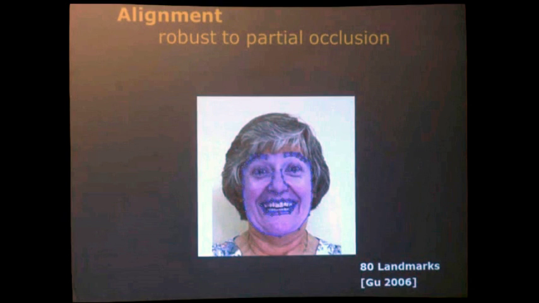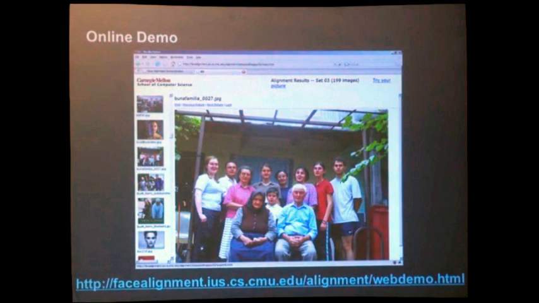And today, the more difficult and common problem is called alignment. That is, locating each individual component in the picture. We have made some progress, and the program is actually available online. If you send a picture, we process it, and you'll get it back. And it works pretty well.